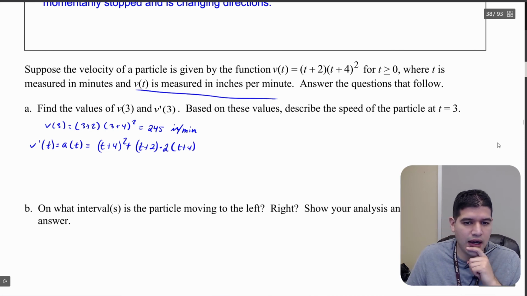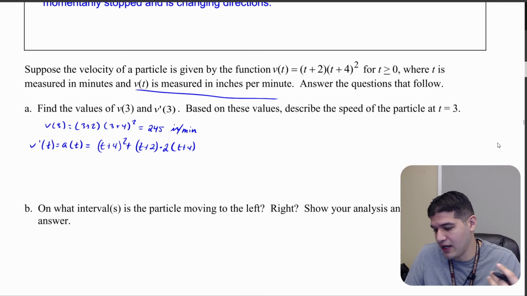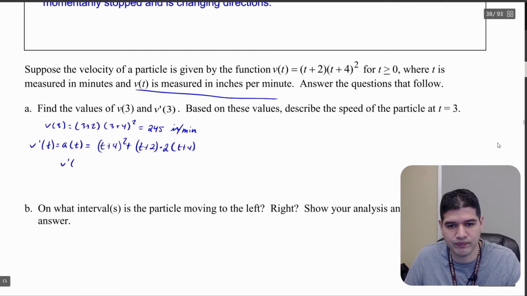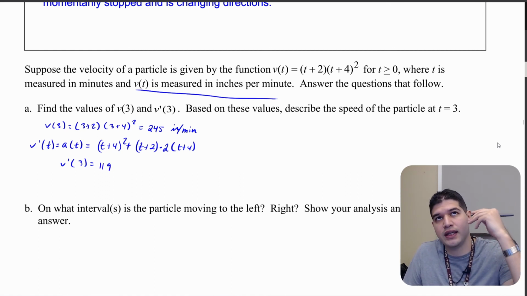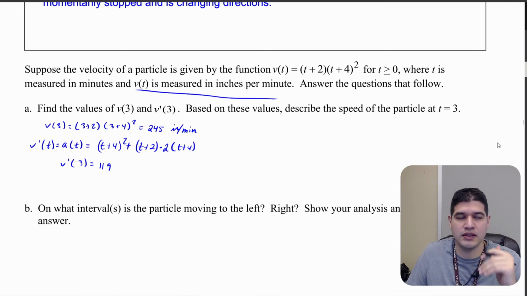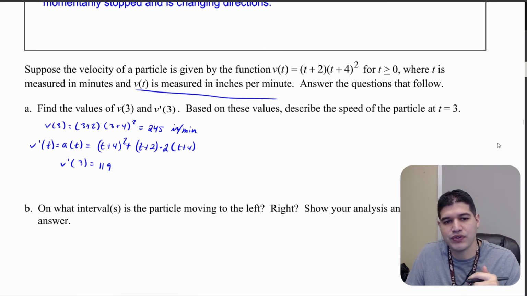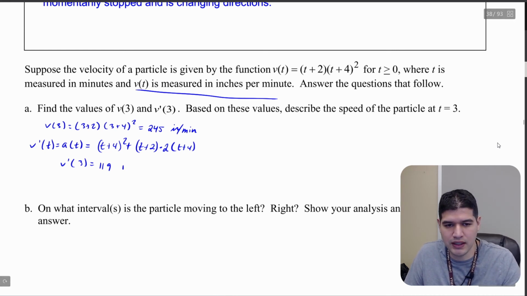All right, and I'm going to leave it like that and just substitute in. We want to find v prime of 3, so if you substitute in 3 for all of those, that should come out to be 119. Now, again, we think about what's in the numerator and denominator: it's dy over dx, so we're going to get inches per minute, so that's going to be inches per minute squared.